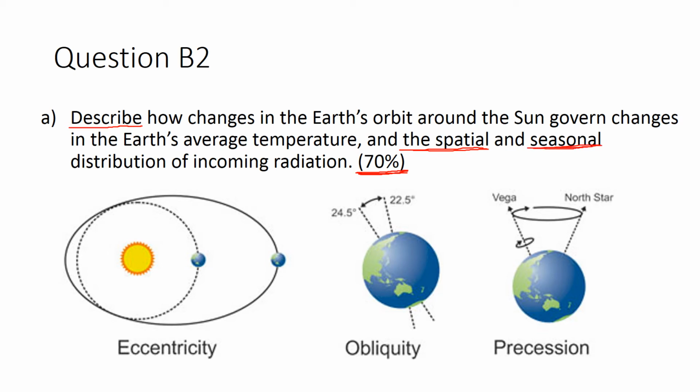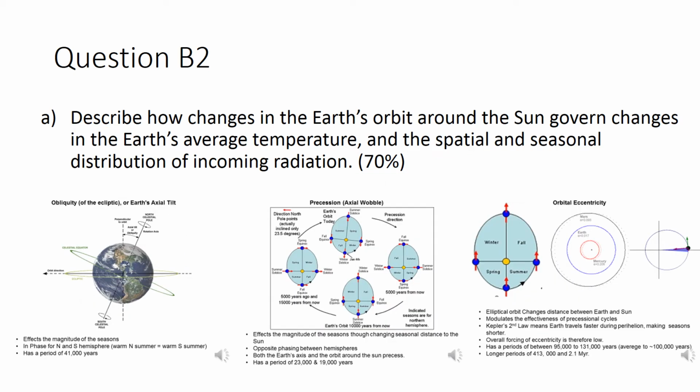So we're not just looking for changes in the average temperature, because in fact the Milankovitch orbital variations don't really change the total or the average temperature of the Earth that much, but they do have big impacts on the spatial and the seasonal temperatures of the Earth. Okay, so these are some of the slides from the lectures which would have been relevant for answering this question, and we're really looking here for a description of how you go from these orbital variations to how the distribution of temperature or distribution of heat around the Earth changes.